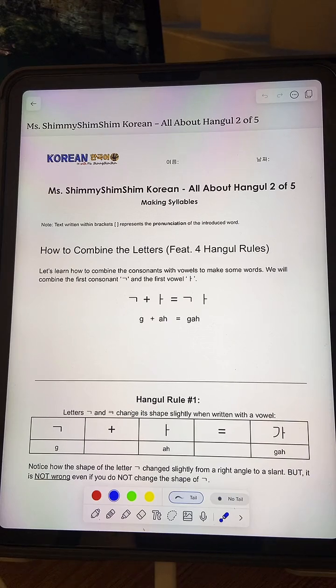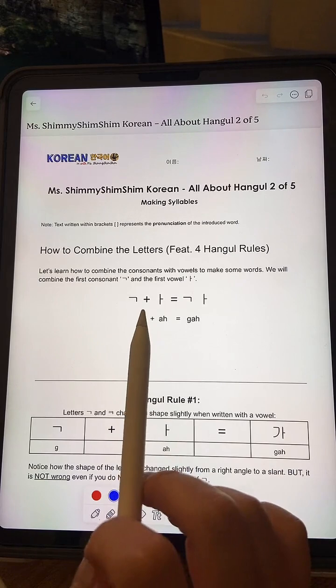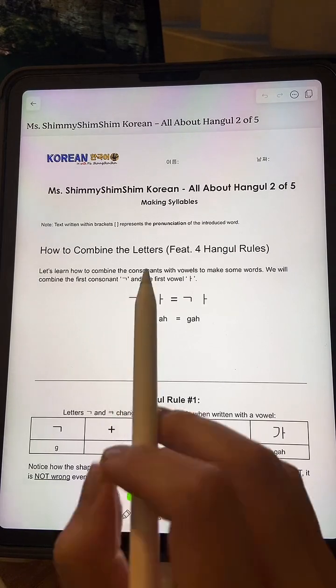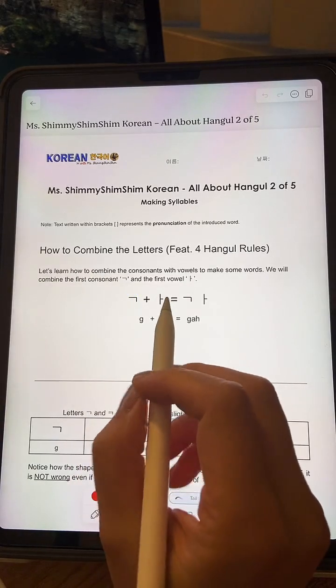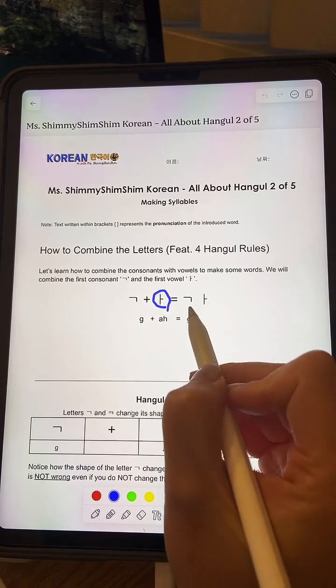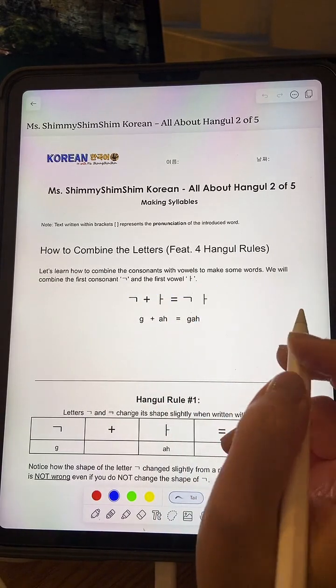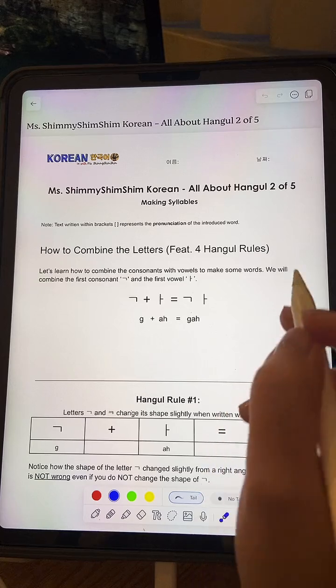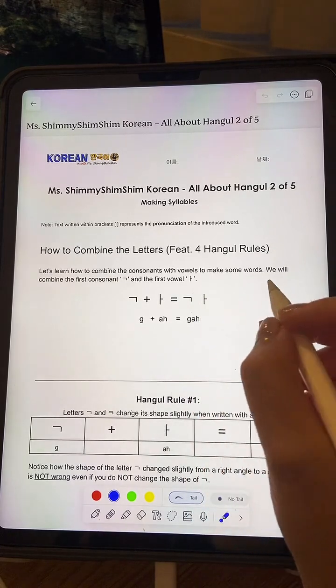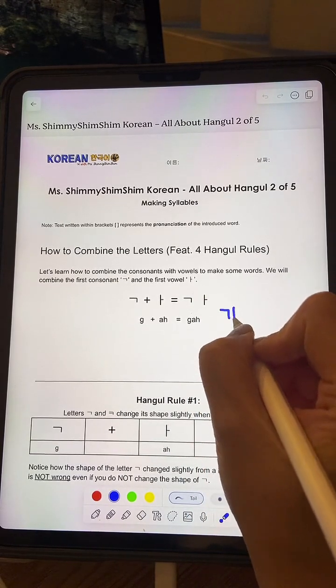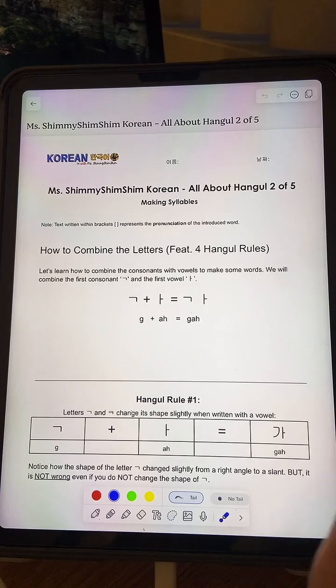All right, so let's get started. So this is how you combine the Hangul letters. If we have the G sound, that's the first consonant, right? And then we have the A. It's just simple. Ka, ka, ka. But there shouldn't really be a gap here. This is because I was typing it out. It should just be ka, ka. So I recommend you get this free Google Doc from my link tree, or just have paper that you can practice on.